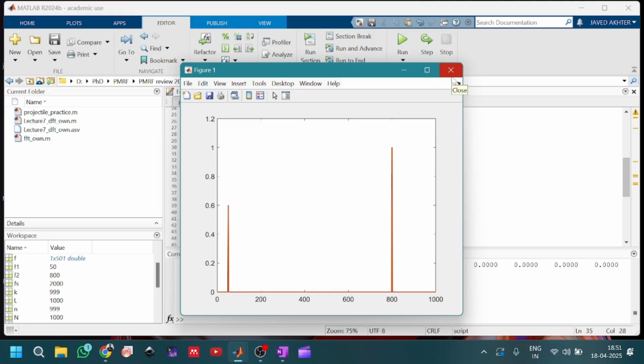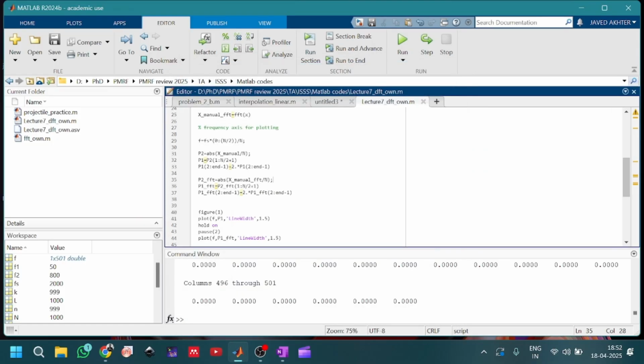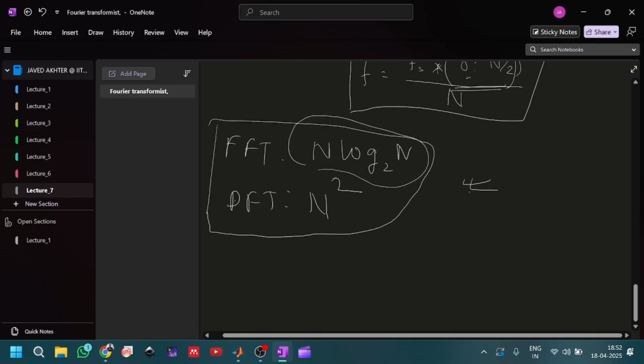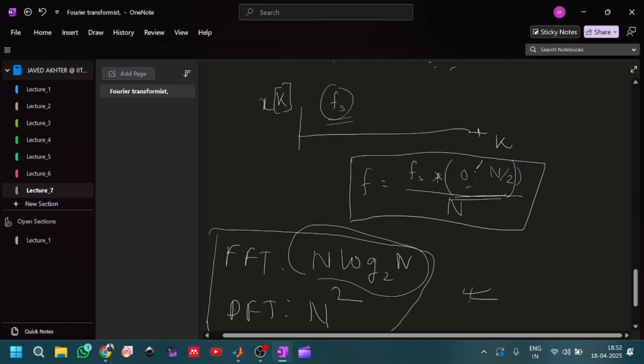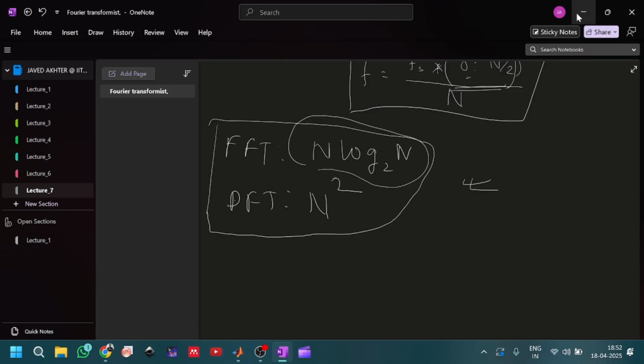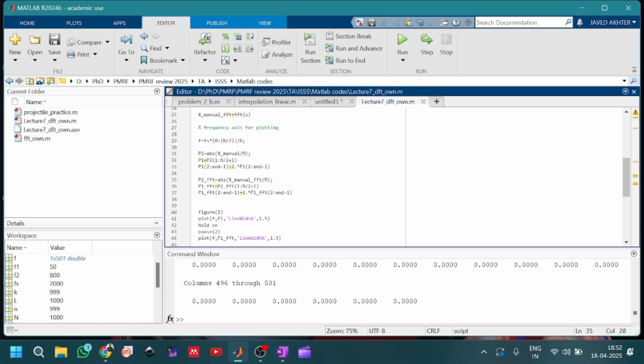The fast Fourier transform is good because it uses less computational power. Instead of dealing with n square data points, as for DFT, for FFT you are dealing with n log 2 n data points. For a small number of data points you will not see too much difference. But if you are dealing with millions or trillions of data points, n square and n log 2 n have a very large difference. That is why FFT is very widely used.